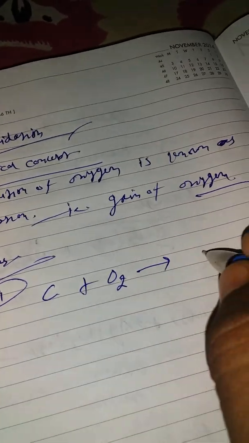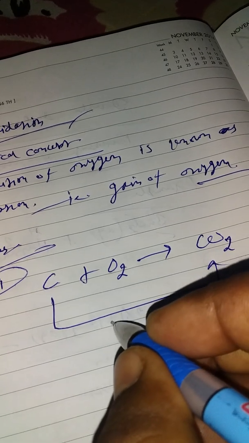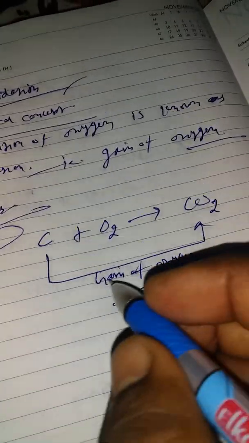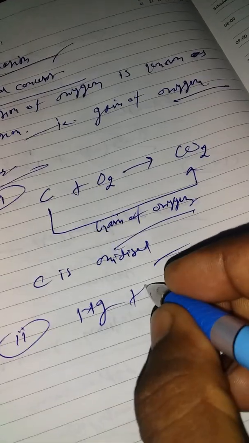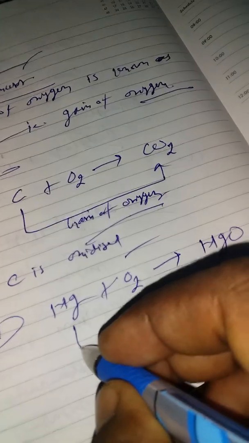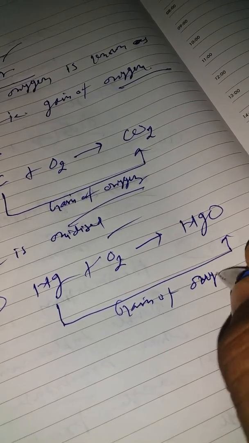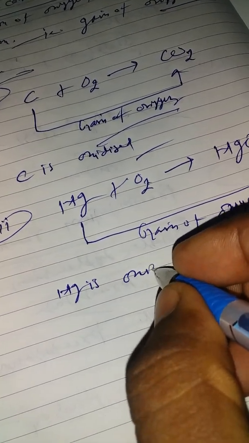One is that when carbon is burnt in the presence of air, it forms carbon dioxide. So carbon gains oxygen to form carbon dioxide. Here is gain of oxygen, so carbon is oxidized. Second one, magnesium burnt in the presence of air also forms magnesium oxide, and here magnesium also gains oxygen, so magnesium is oxidized.